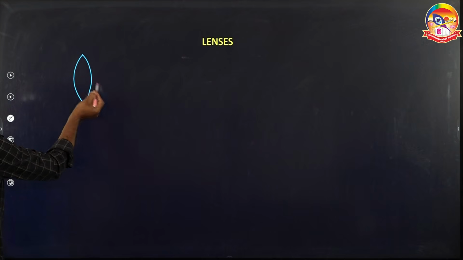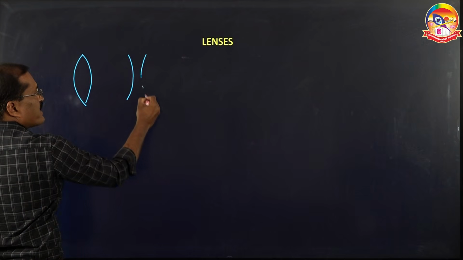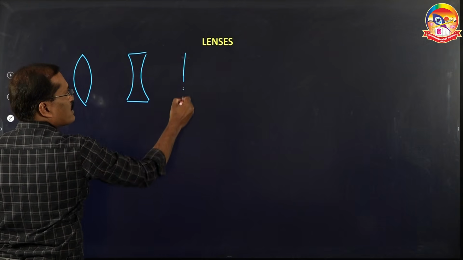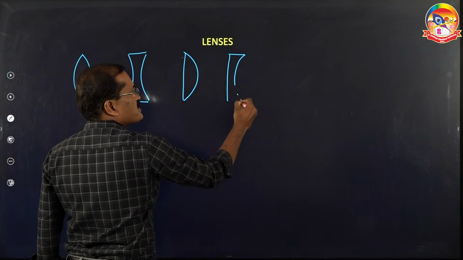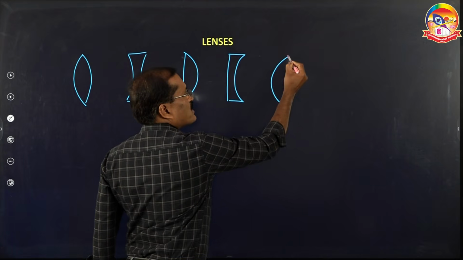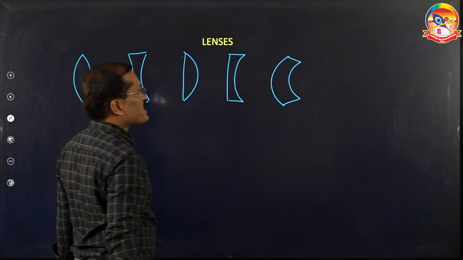If at all both the curvatures are same, it is an equiconvex lens. This is a biconcave lens. This is called the plano-convex lens. This is called the plano-concave lens, and a convexo-concave, or concavo-convex, either way we can say.